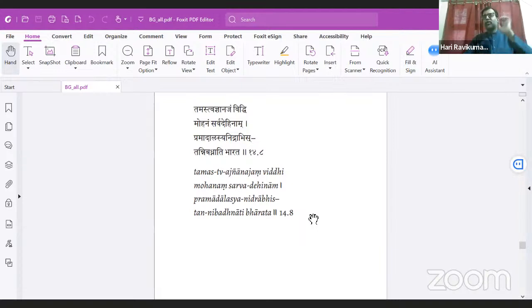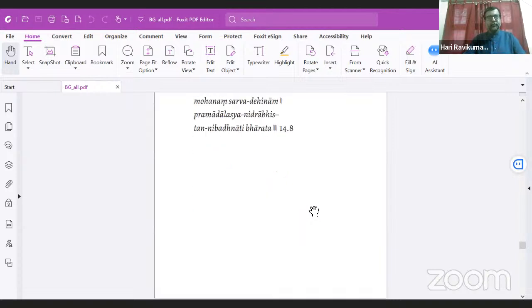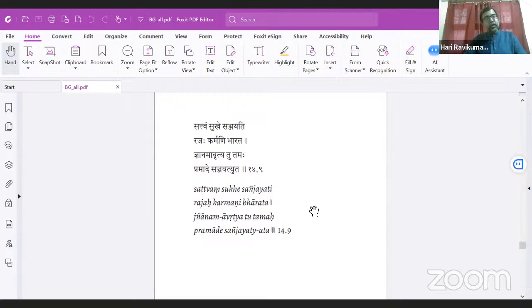Now we have got an overview of the Sattva, Rajas, Tamas. Now further qualities of Sattva, Rajas and Tamas are being discussed by Krishna. Sattvam sukhe sanjayati rajaha karmani bharata jnanam avritya tu tamaha pramade sanjayatyuta. So sattva brings happiness, rajas gives rise to action, tamas shrouds knowledge and binds one to delusion.